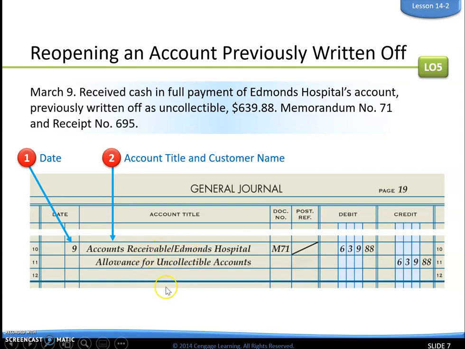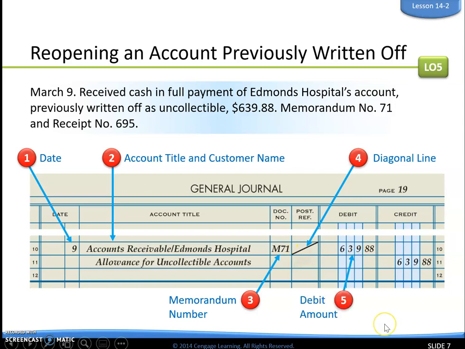So we're debiting accounts receivable, Edmonds Hospital. Our memorandum is in there. For the post reference, we're going to put that slash in there to show that we're going to be posting that number 2 times. Then we have our debit, and then we're going to credit allowance for uncollectible accounts.